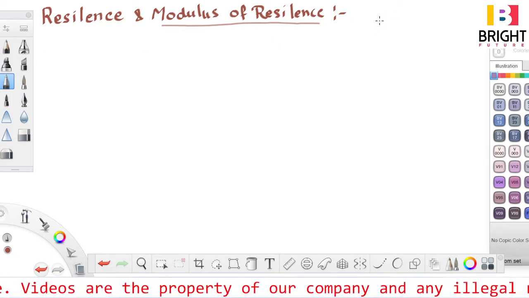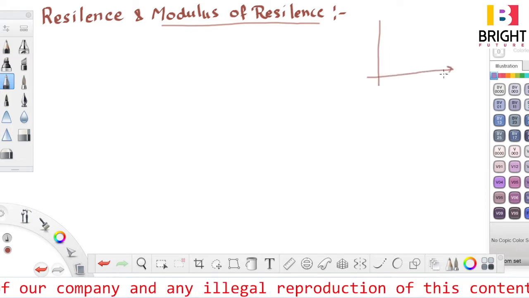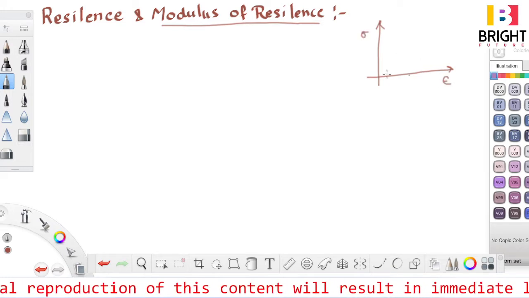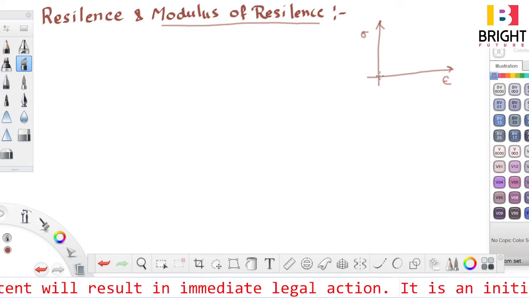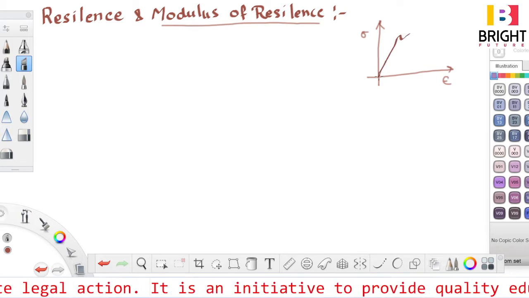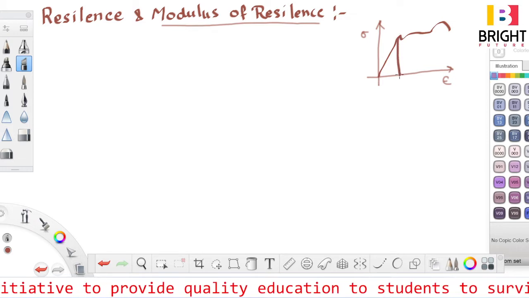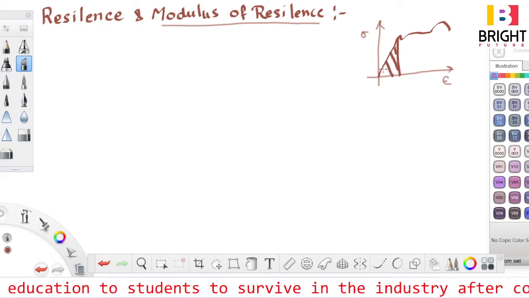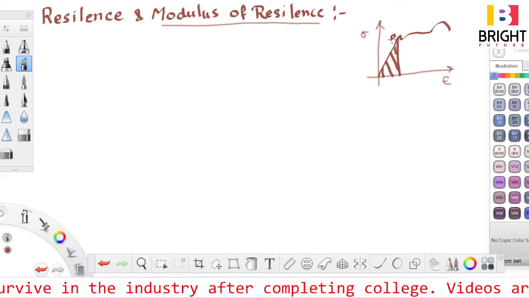So, if we draw a stress strain diagram like this, this is the stress axis and here I draw the strain axis, and then we see what the area under the curve is up to the point of proportionality. Let this be the curve like this. So I draw a vertical line over there. Now, what is the energy stored on the stress strain diagram up to the limit of proportionality? It is known as resilience.